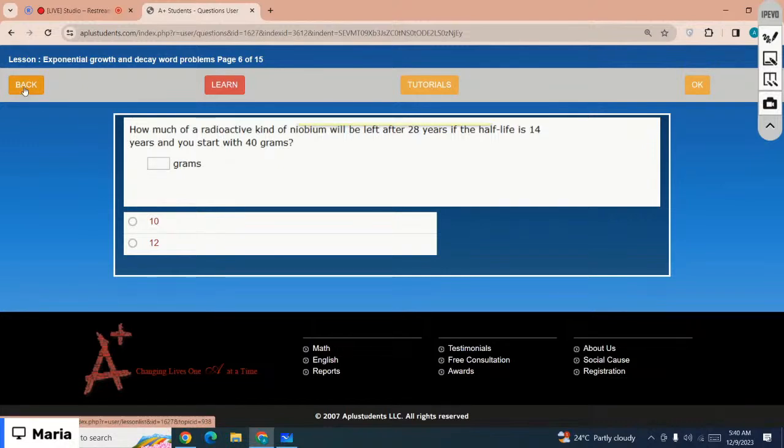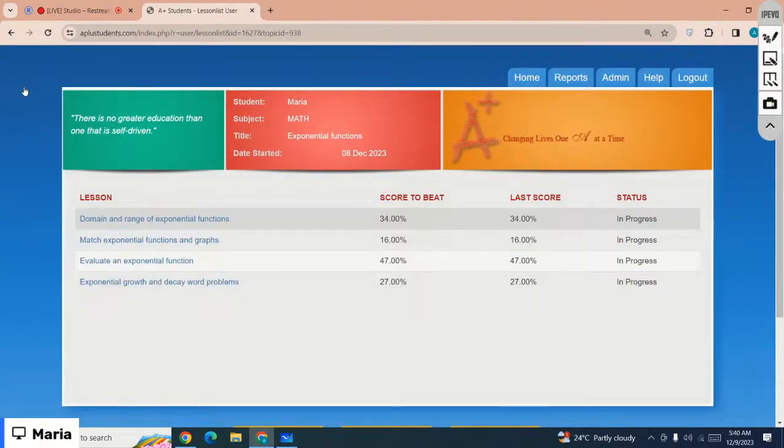Okay, you can complete the lesson by yourself later today. So, we were working on grade 9 math. The chapter we're working on is exponential functions, and the lessons we have covered from the chapter are domain and range of exponential functions, match exponential functions in graphs, evaluate an exponential function, and exponential growth and decay word problems, right?